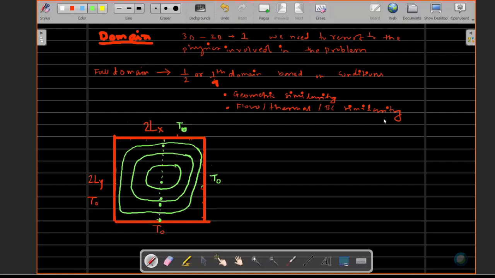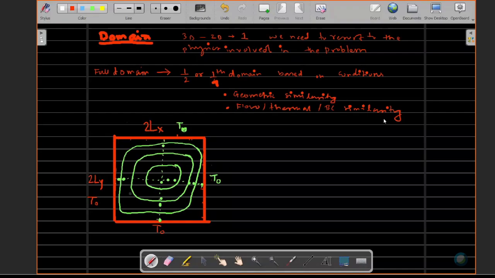Suppose you cut into this domain. If this is the mirror plane, then you see there is a symmetry on the other side. On this plane you have a mirror symmetry. On the vertical plane you have a mirror symmetry. So that is the reason.